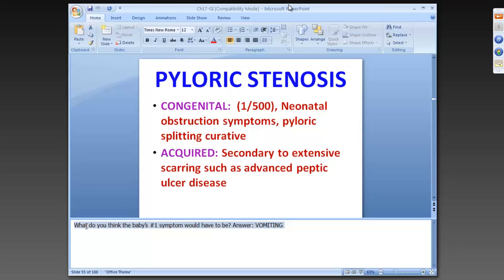And what will be the number one symptom in a baby? You got it, vomiting. What kind of vomiting is that? It's the famous, and if anyone here is familiar with rockets, the word starts with P and ends with E. Projectile. Correct, Janelle, thank you. Non-bilious projectile vomiting.